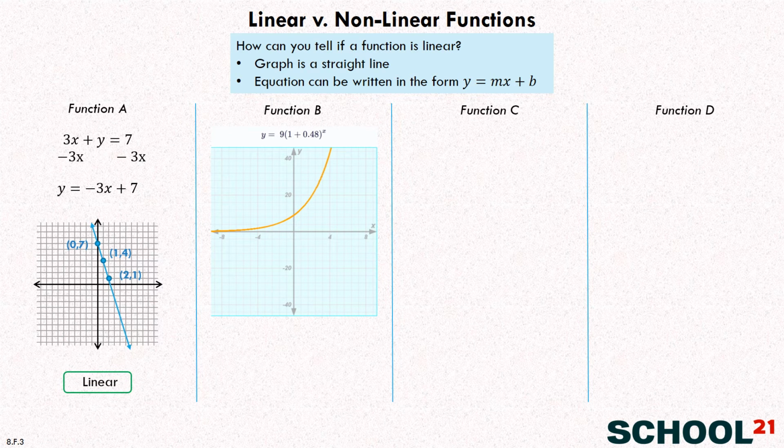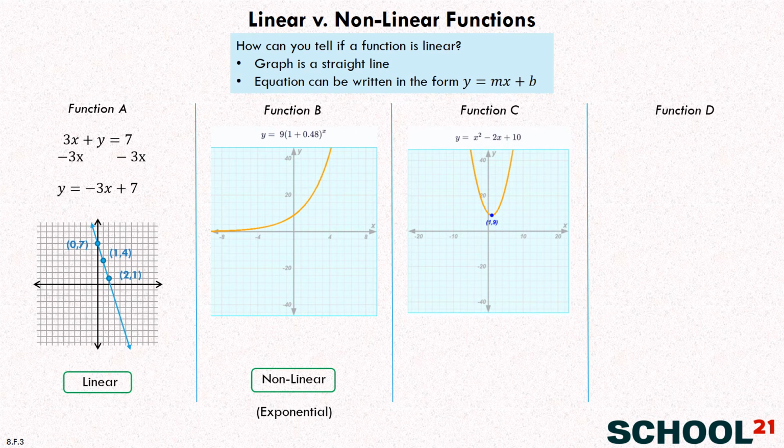Let's look at a couple of other functions. Function b here, we have y equals 9 times the quantity 1 plus 0.48 to the x power. This doesn't look like it's in y equals mx plus b form, and in fact when we graph it, we get a graph that looks like this curve here. It is not a linear function, and this is an example of a function you'll learn more about later. It's an exponential function.